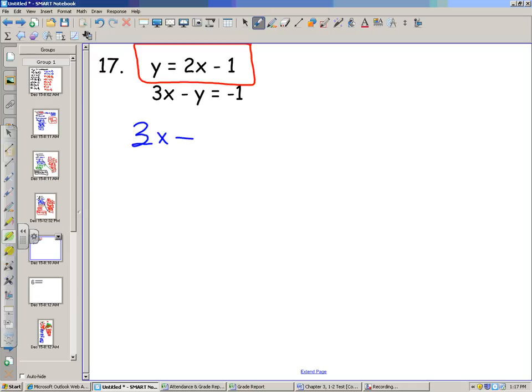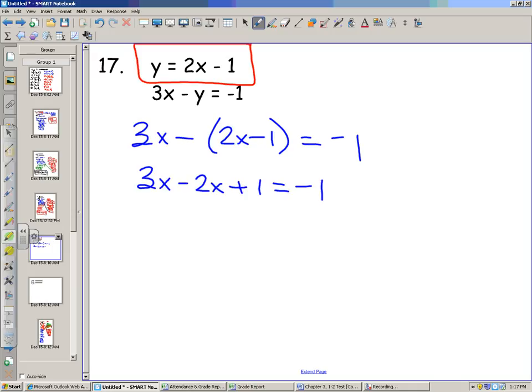3x minus 2x minus 1 is equal to negative 1. Do I have to have the parentheses? Yes, you must. Why do you have to have them? Because you have to distribute the negative to not just the 2x, but to the negative 1 also. 3x minus 2x plus 1 is equal to negative 1.